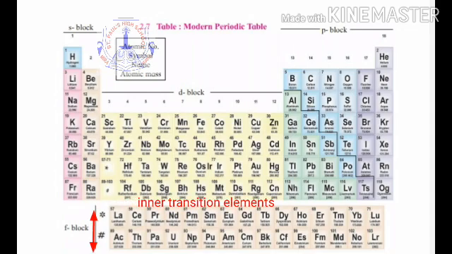These 2 series, the lanthanide series and the actinide series, form the F block. These elements are called the inner transition elements. In these elements, the last 3 shells are incompletely filled with electrons. They are known as inner transition elements. Okay, these 2 series.